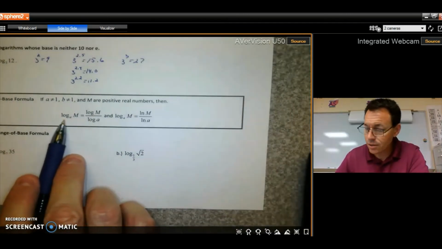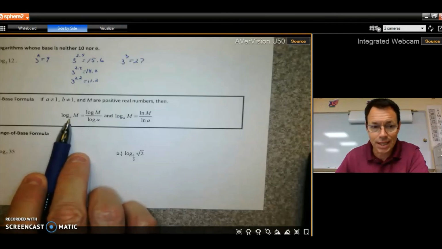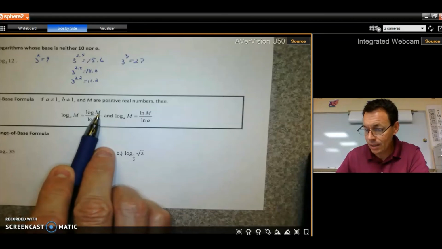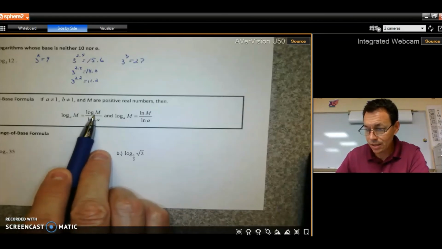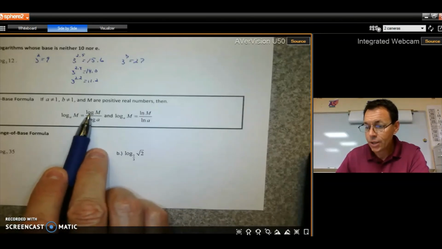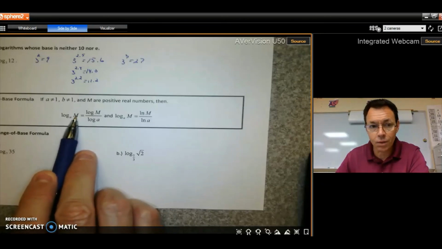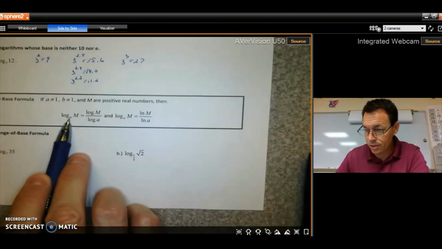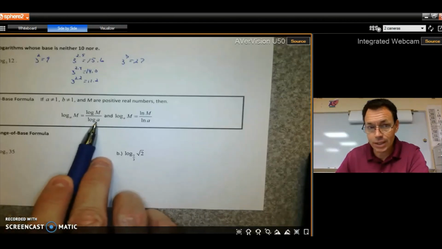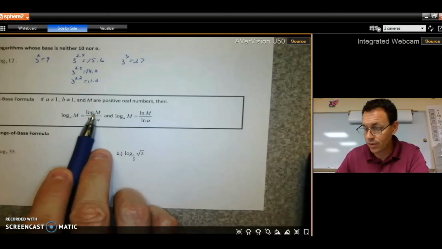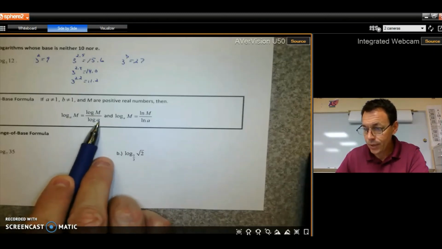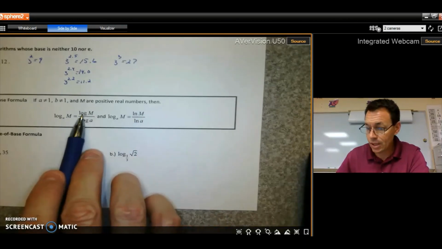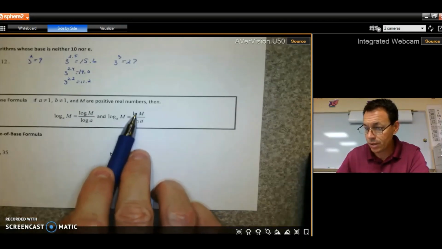And what it says is the log base a, so this could be anything, of m is equal to the log of m. So you take the log, like the common log that's on your calculator, of m, which is the bigger one, the one that's up top, and you divide it by the log of your base. So this number that's down low gets put down here in the denominator, the log of m over the log of a. You can also use the natural log. It works the same way, as long as you're consistent. Either use the common log button twice or use the natural log button twice.